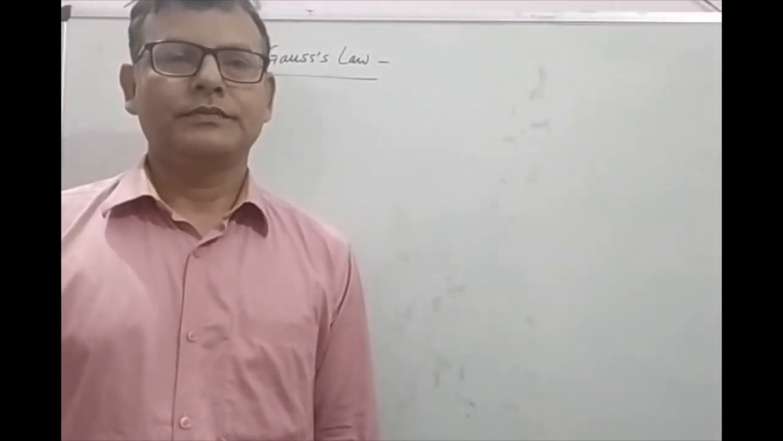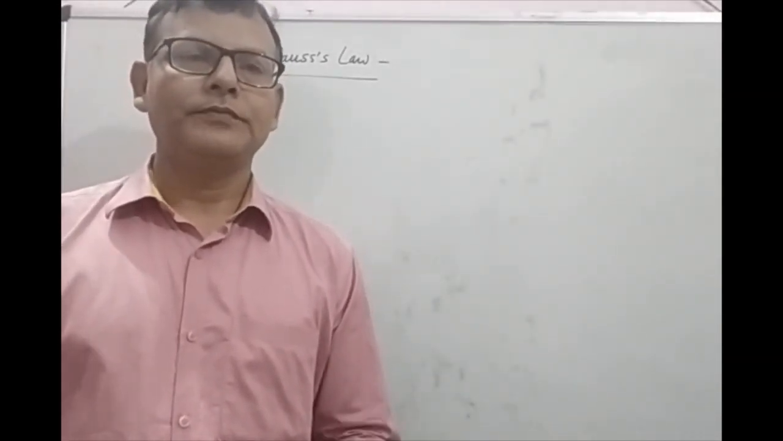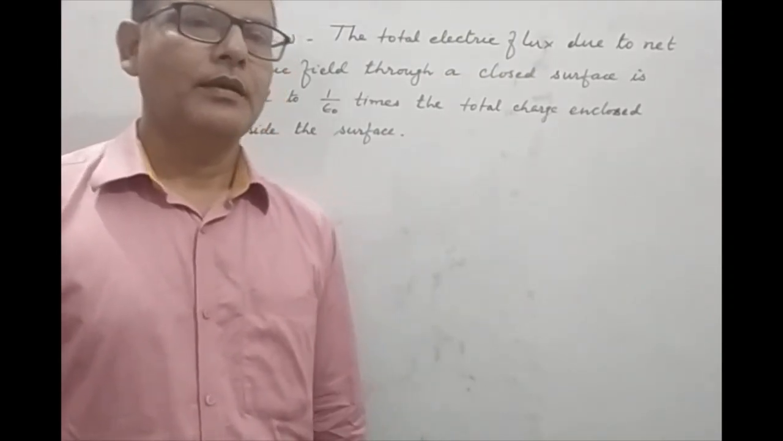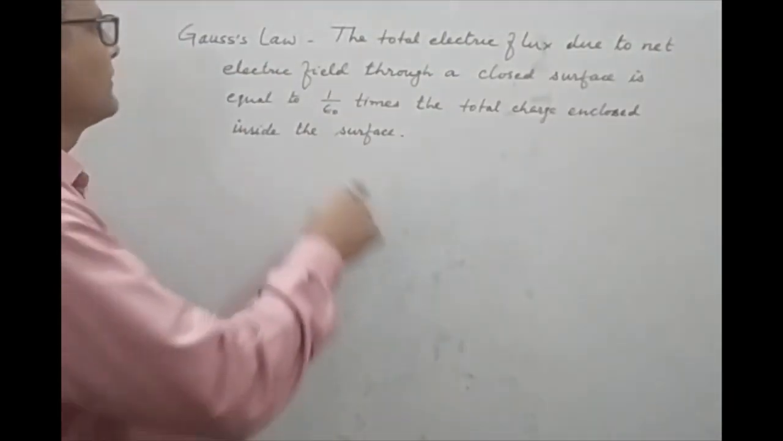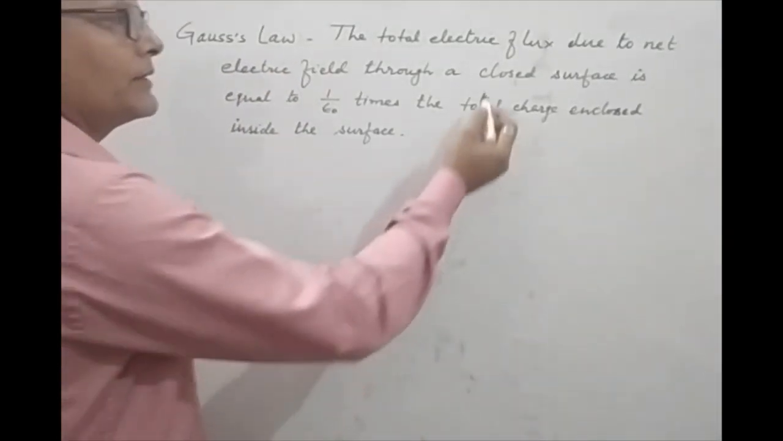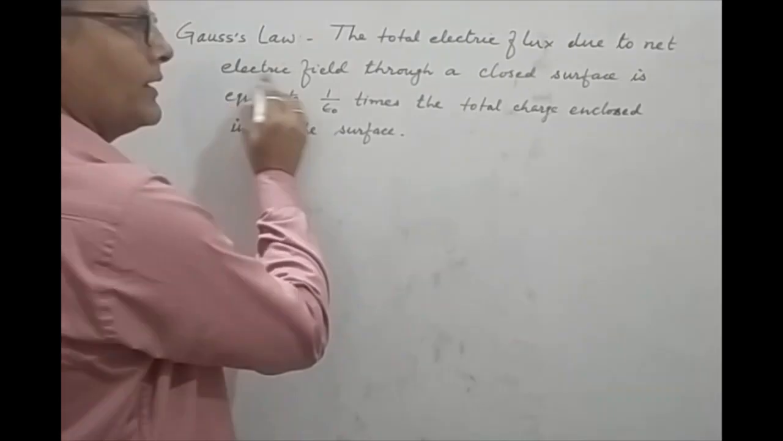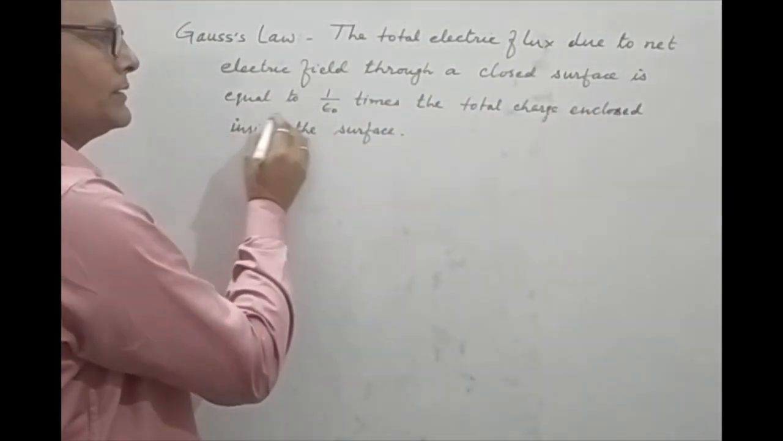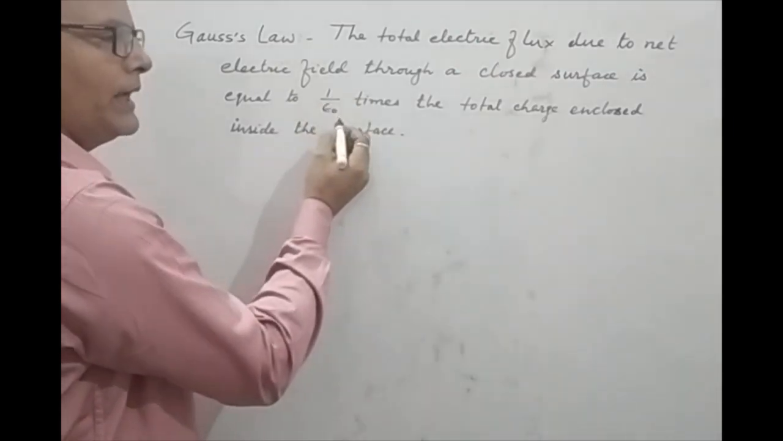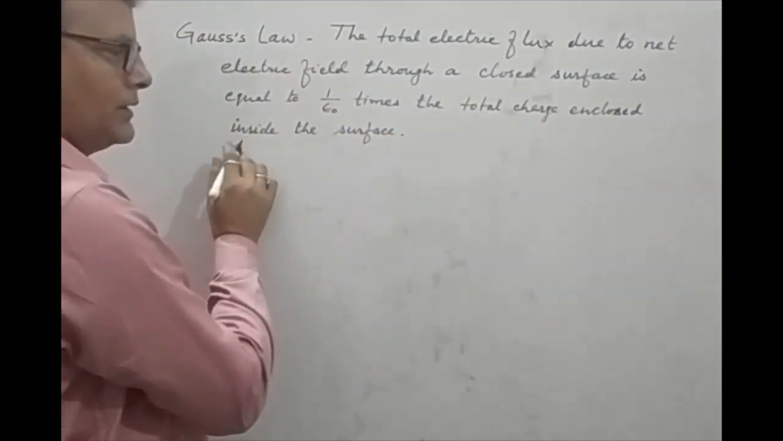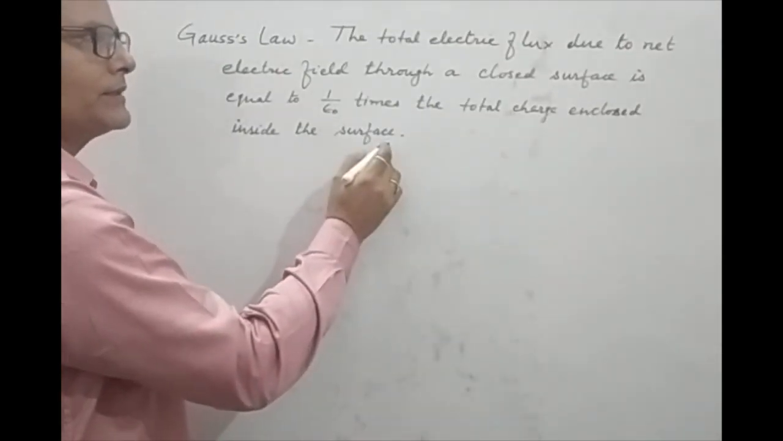Gauss's law is a fundamental law of physics. Now, Gauss's law, a statement. Gauss's law: the total electric flux due to the net electric field through a closed surface is equal to 1 by epsilon naught times the total charge enclosed inside the surface.